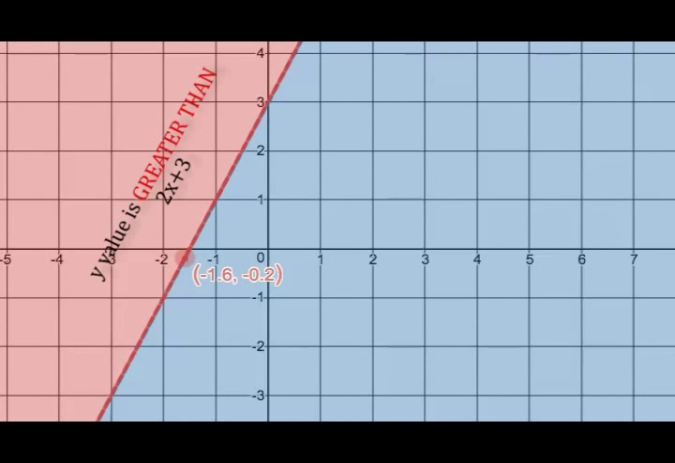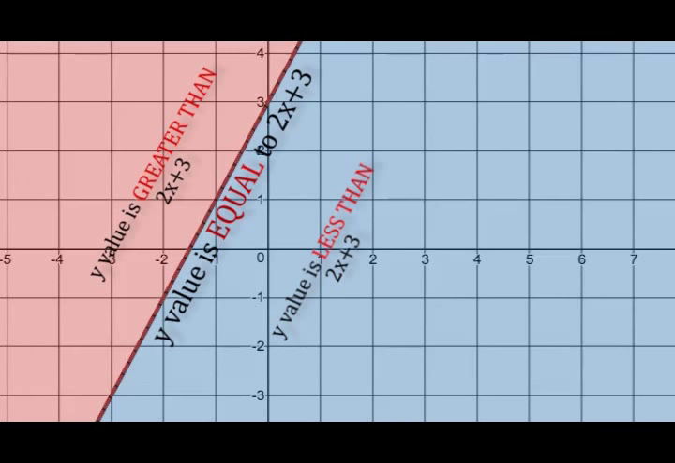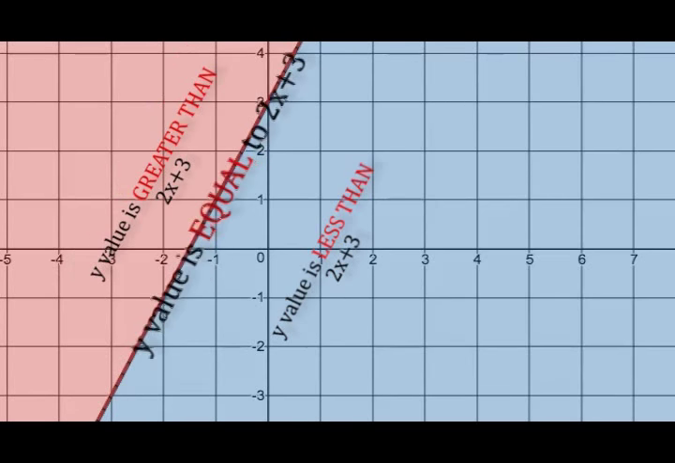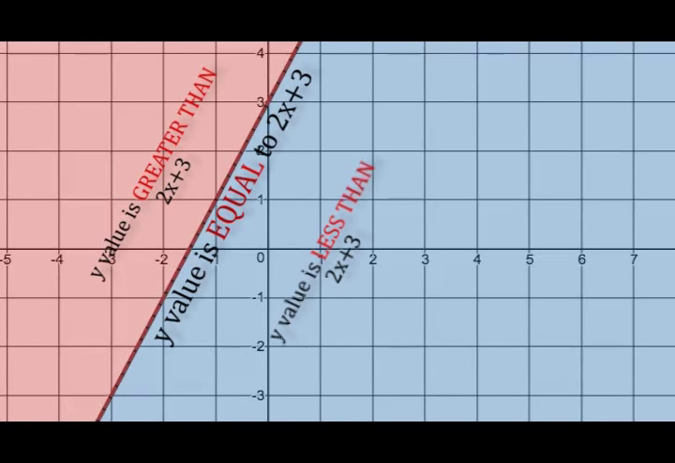And so putting that all together, I have in red the area where y is greater than 2x plus 3, in blue the area where it is less than, and in black, which is harder to see because it's got all those things layered over it, that part shows the part of the graph that is equal to 2x plus 3. So I have these three different sections, and I can tell if a point is in the greater than section, the equal to section, or the less than section.